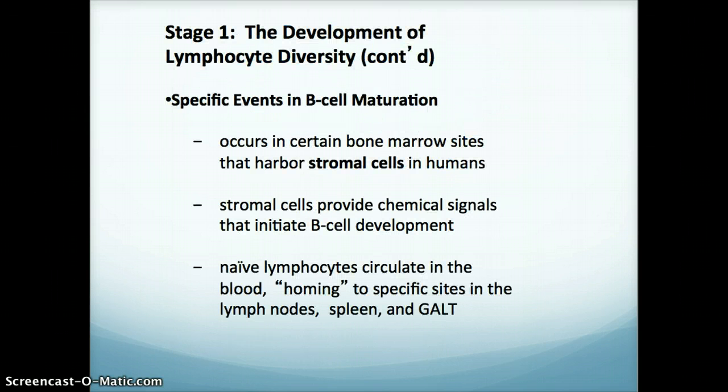We're going to start with the B cell maturation, which occurs in certain bone marrow sites. These bone marrow sites harbor stromal cells in humans, and these stromal cells actually provide the chemical signals that will initiate the B cell development. Once these have developed, these naive lymphocytes, and they're referred to as naive because they have not yet been exposed to the unique antigen that they will recognize, circulate in the blood, and they go to specific sites in lymph nodes, the spleen, and gut.